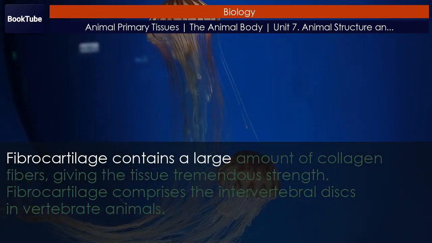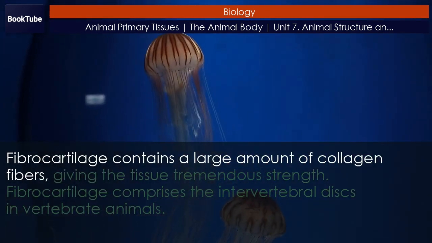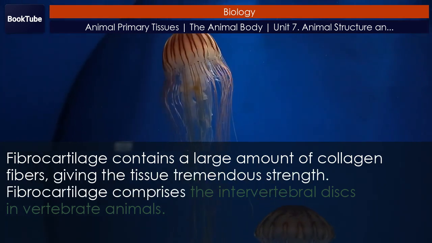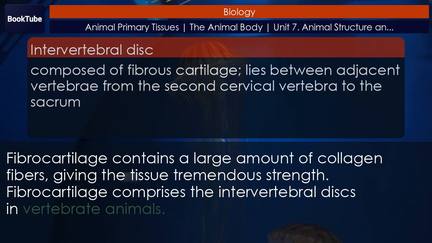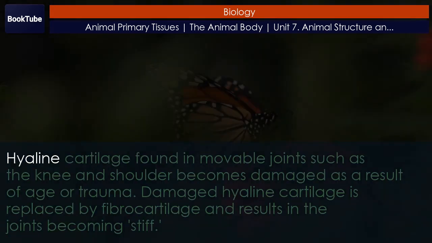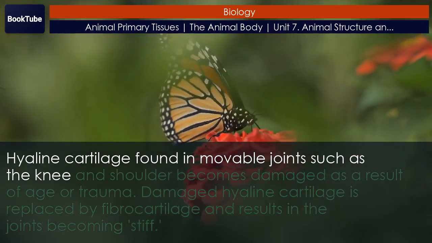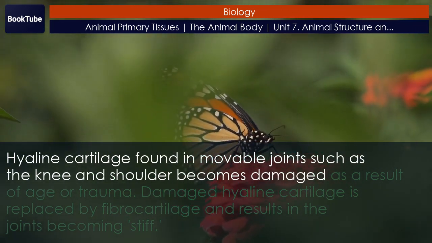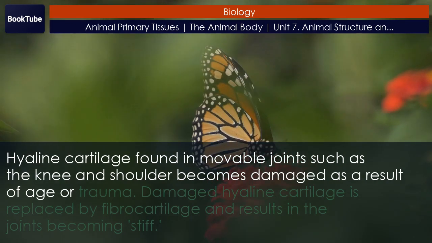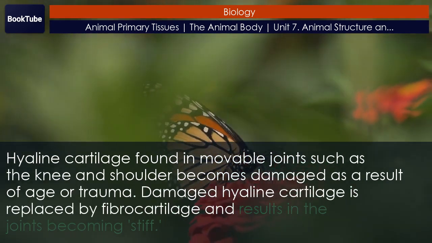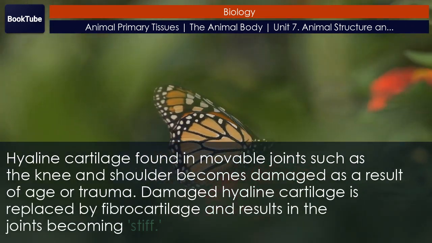Fibrocartilage contains a large amount of collagen fibers, giving the tissue tremendous strength. Fibrocartilage comprises the intervertebral discs in vertebrate animals. Hyaline cartilage found in movable joints such as the knee and shoulder becomes damaged as a result of age or trauma. Damaged hyaline cartilage is replaced by fibrocartilage and results in the joints becoming stiff.